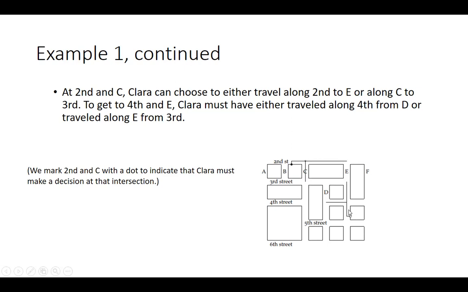From the end of the journey, to get to 4th and E, Clara must have either traveled along 4th Street from D or traveled along E from 3rd. These are the only two movements that get us to this position right here, 4th and E. Coming from any other direction would have meant that we moved away from the store. It wouldn't have been a direct route.